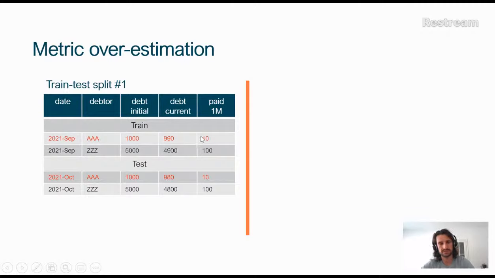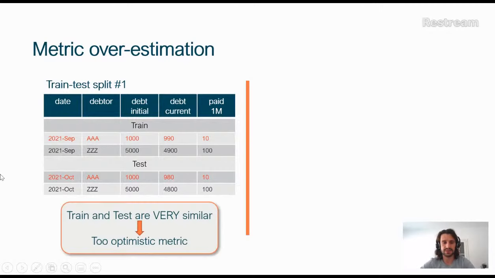The features are really similar in September and October. So the initial debt is, of course, the same. The current debt is slightly different, but not that different. It differs only by 10. And the paid amount is also the same, because the customer is usually paying 10 every month. So that means that the row in the train and the row in the test are really similar.